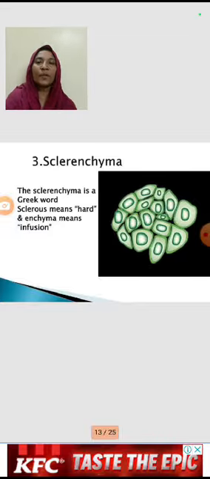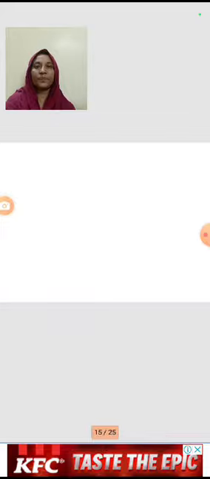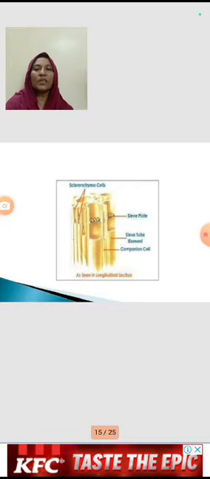The third type of tissue is sclerenchyma, a Greek word. Sclera means hard and enchyma means infusion. Structure: it has long dead cells, lignin is deposited in the cell wall, and they have no intercellular spaces. The tissue is present in the stem and around the vascular bundles, in the veins of the leaves and in the hard covering of seeds and nuts, with thick-walled cells. It does not possess a living protoplast at maturity. And this is the sclerenchyma cells.